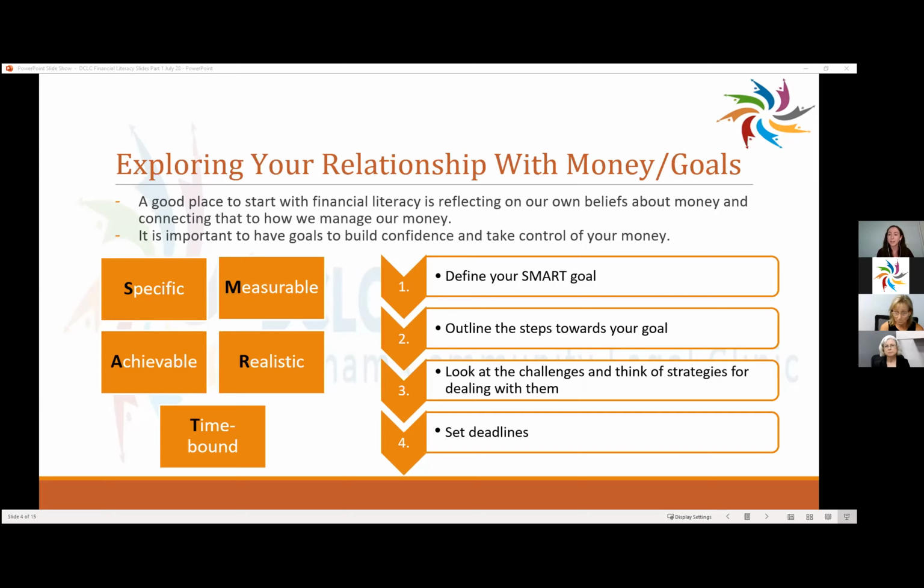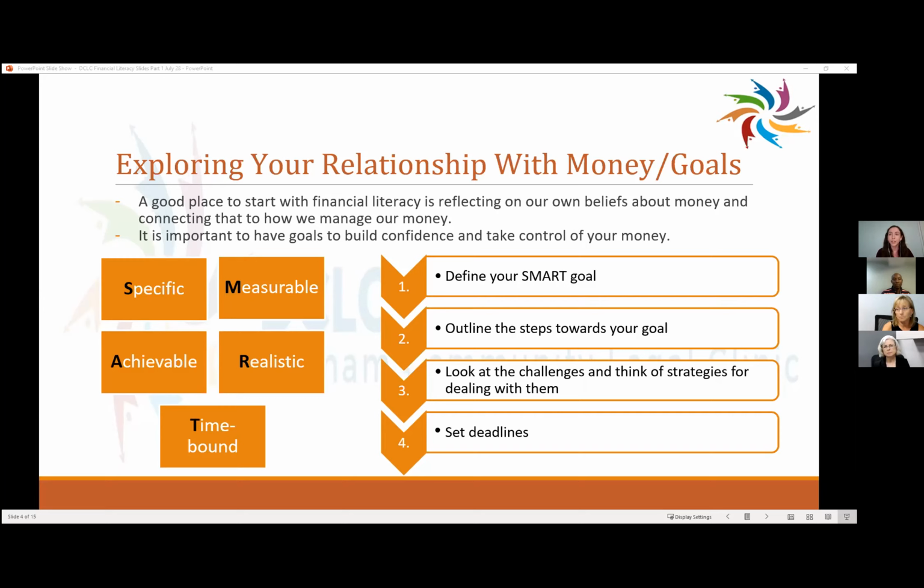Now, looking at some steps that you can take in terms of goal setting. First, as we just did, defining your SMART goal, going through all of those different factors. Next, outlining steps towards your goal. It might be a longer term goal and maybe you want to have steps to achieve it. It'll help with motivation if you can parse apart little tangible steps that you can take that will eventually get you to your longer term goal.